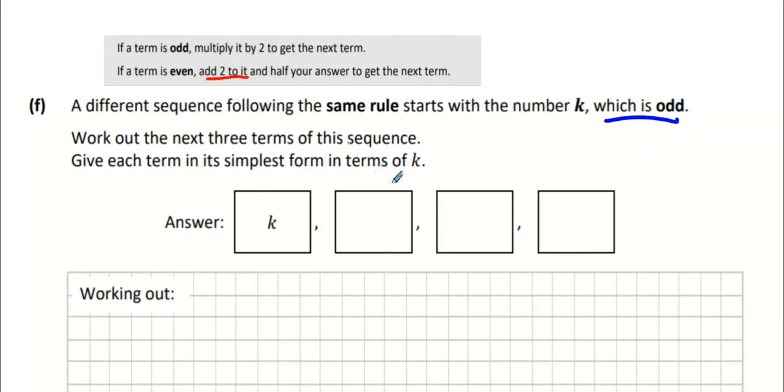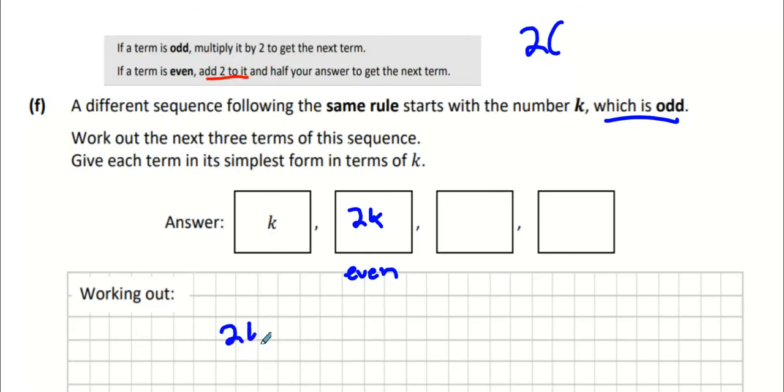Work out the next 3 terms of the sequence, giving each term in the simplest form in terms of k. Alrighty. So, k is odd, gets multiplied by 2, which is 2k. 2k has to be even, because 2 times any number is even. Now we have to follow the even rule.